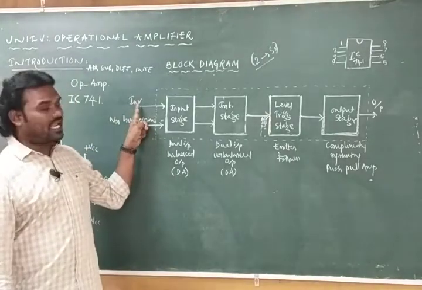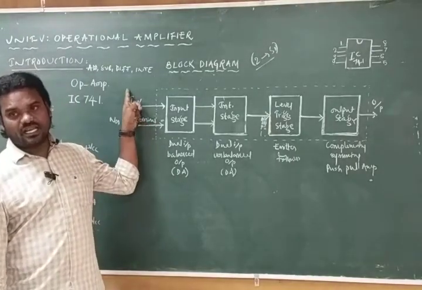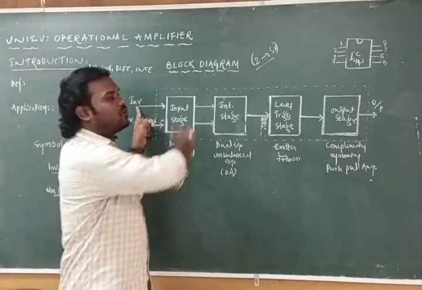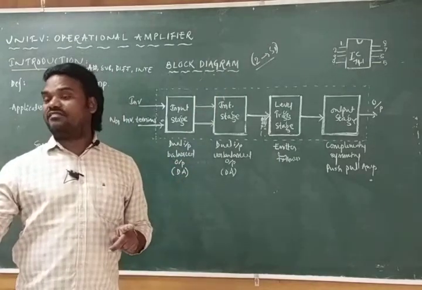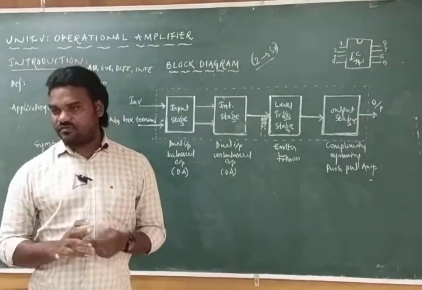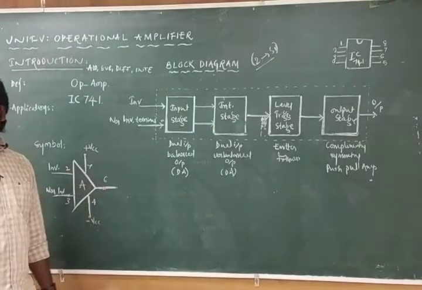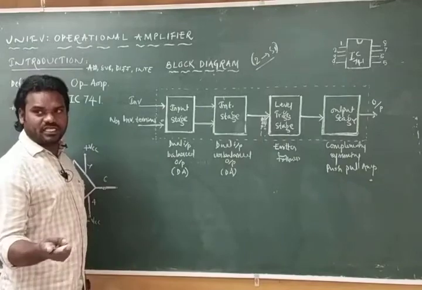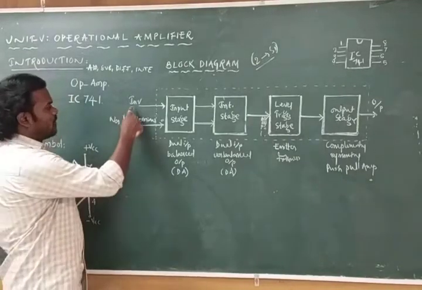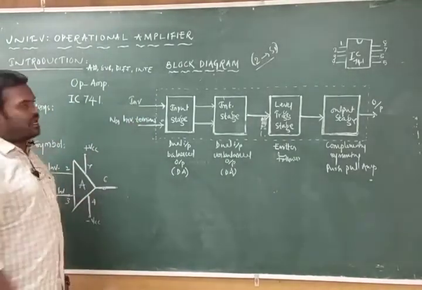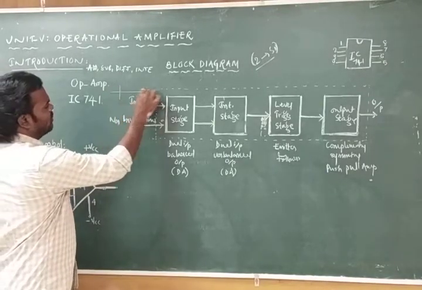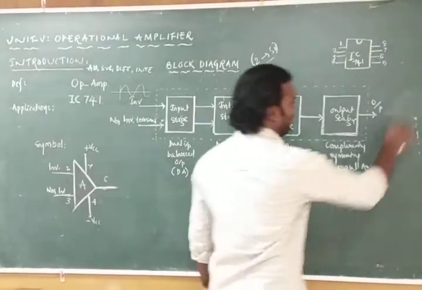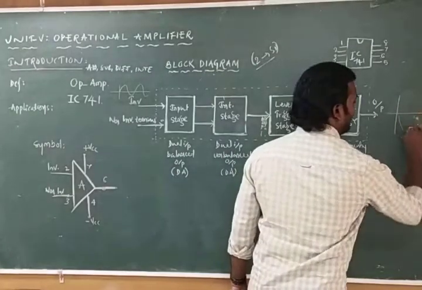If I give the signal to the inverting terminal, the output will have a 180 degree phase shift. This is a very important point. How many inputs does it have? 2 inputs. What are the 2 inputs? Inverting terminal and non-inverting terminal. If I give the input to the inverting terminal, the output will be an inversion of the input signal.